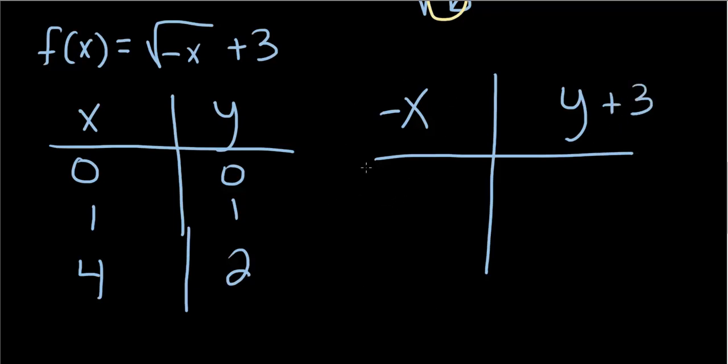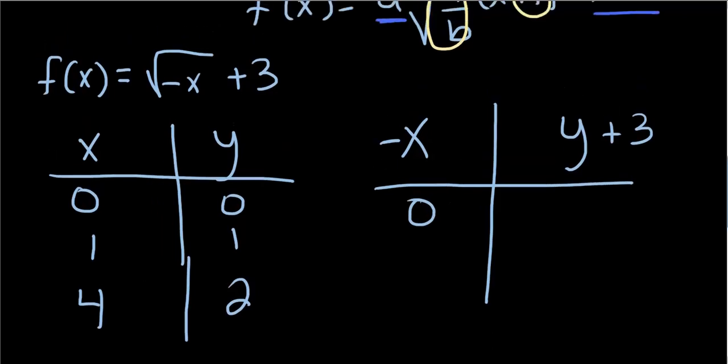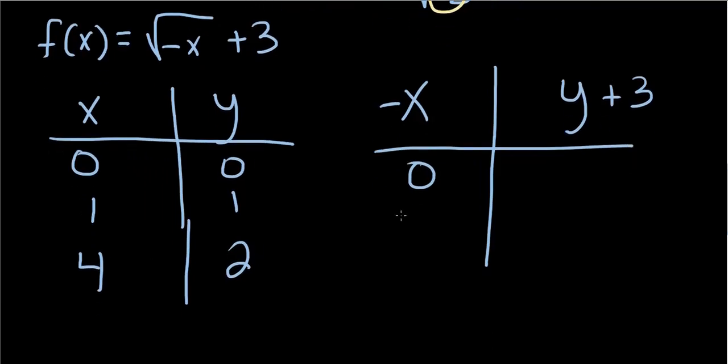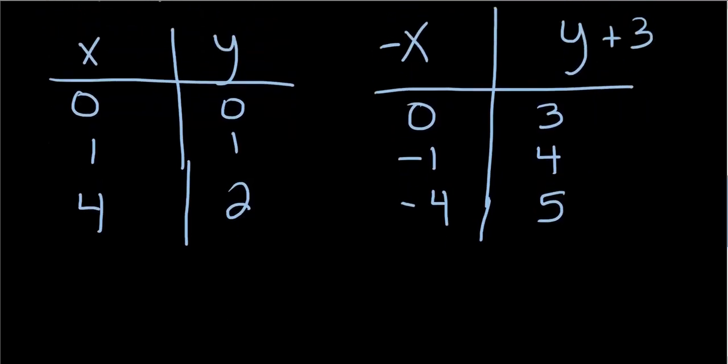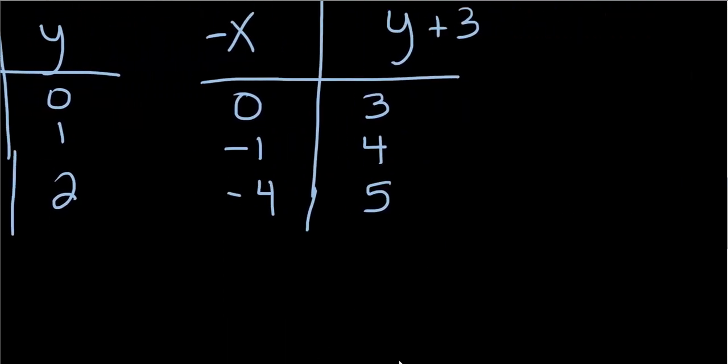And then I'm going to evaluate the function for these values. So I started with a 0. We don't have a negative 0, so it's still going to be 0. Then 1 times negative 1 is going to be negative 1. All of them are just going to be negative, negative 4. And then for y, I just have to add 3 to each one of these. So 0 plus 3 is going to be 3. 1 plus 3 is going to be 4. And 2 plus 3 is going to be 5. So now I have the 3 points that I need to graph my function.